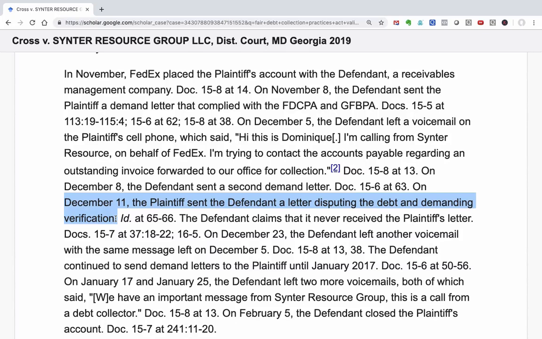This is the plaintiff's right under 1692G. We have a video on that. I think, maybe last week we did a case decision on debt validation.